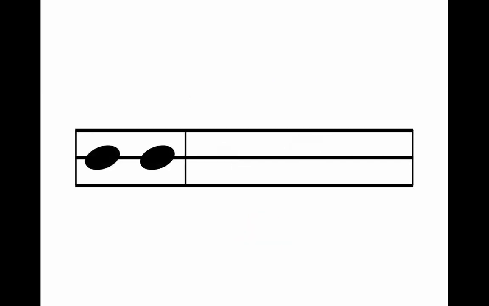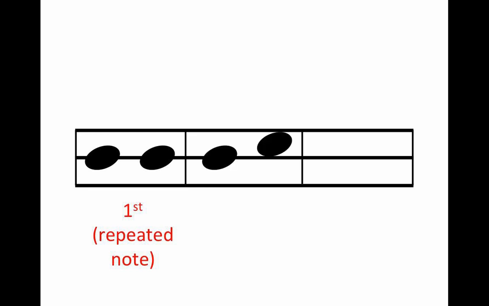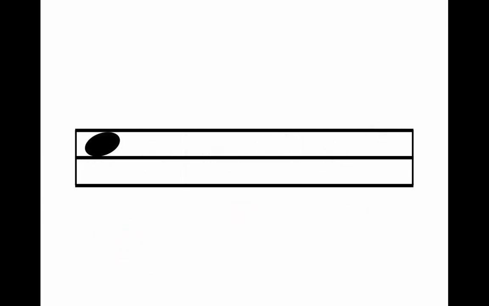Well, if you had two of the same note, we would call that a first. Normally we call it a repeated note, but you can think of that as being a first. If you go to the very next spot on the staff, that is a second. And if you go one more than that, you go two spots, that's called a third.